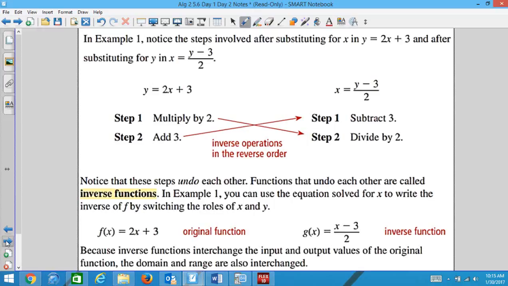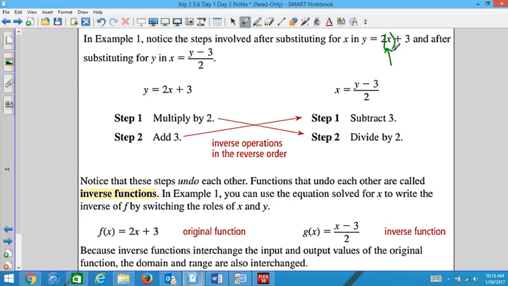that in both of these, there's a 2. In the first one, the 2 is being what? Multiplied. In the second one, the 2 is being divided, and those are inverse operations. The 3 in the first one is added. What's happening to the 3 in the second one? Subtracted. Right.